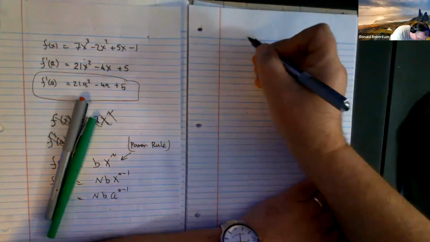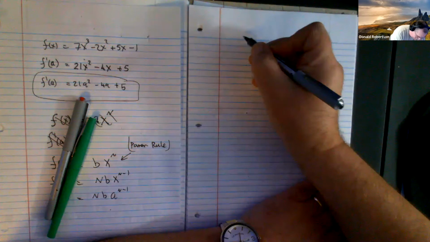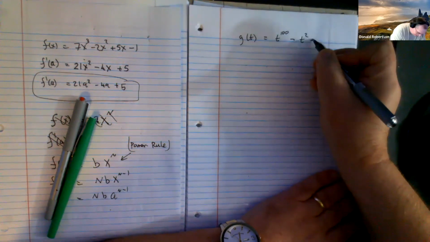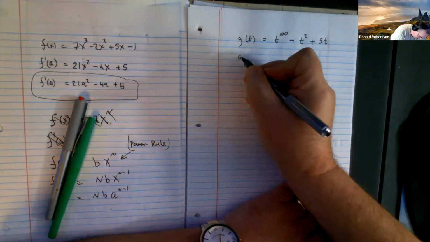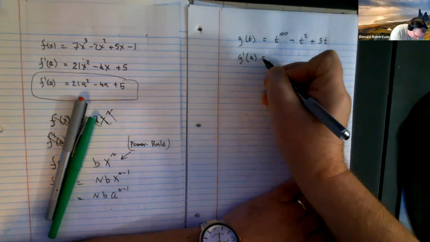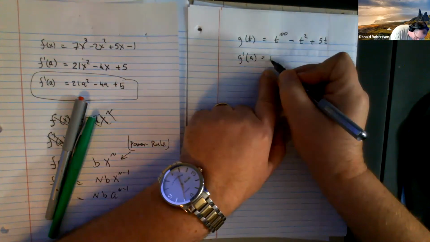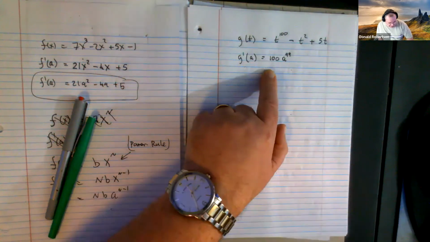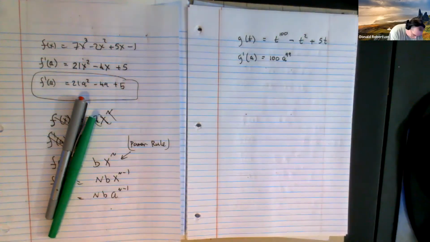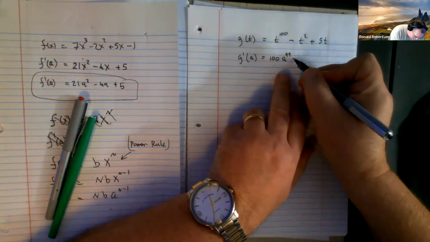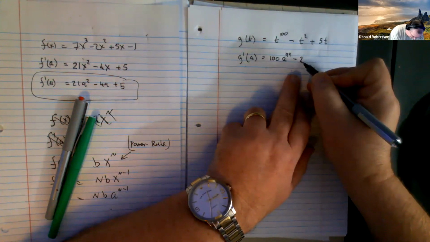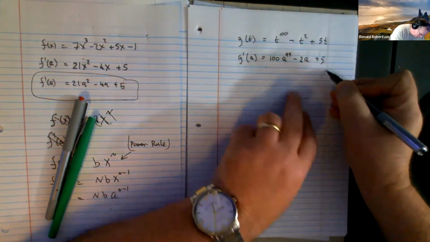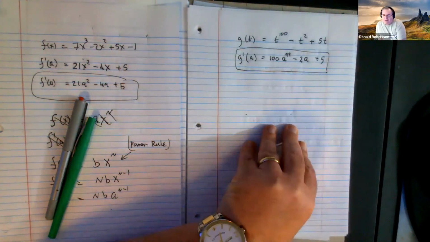Okay, let's put in some new letters. g of t is t to the 100, take away t squared plus 5t. And I want to know g dashed of a. Well, multiply by the power and reduce the power by 1 and then replace it by a. Are you happy about 100 a to the 99th power? Now what about take away t squared? Well, won't that be 2 times t, which becomes 2a, and won't the 5t become 5? So there is our answer for that one.